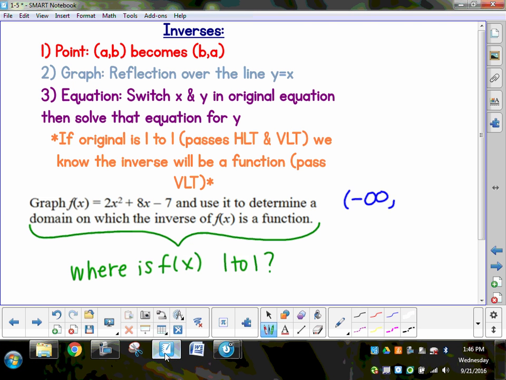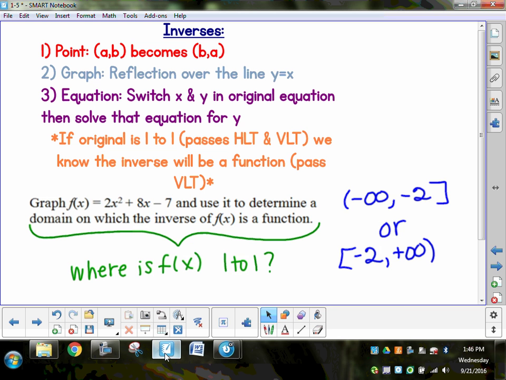So we could either say negative infinity to negative 2, or we could go through and say negative 2 to positive infinity. But over those windows, if I view only in that region, it's going to be 1 to 1, and thus the inverse will be a function.